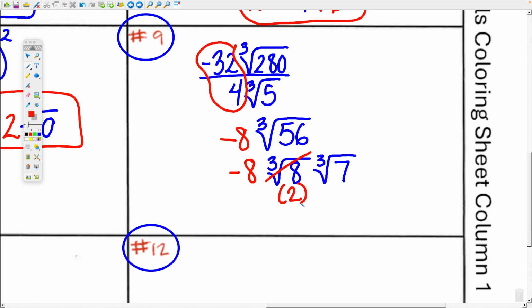And whatever you bring out of the radical, you multiply by what's already there. And I leave the radical alone, the cube root of 7, okay? That's it. That's all.